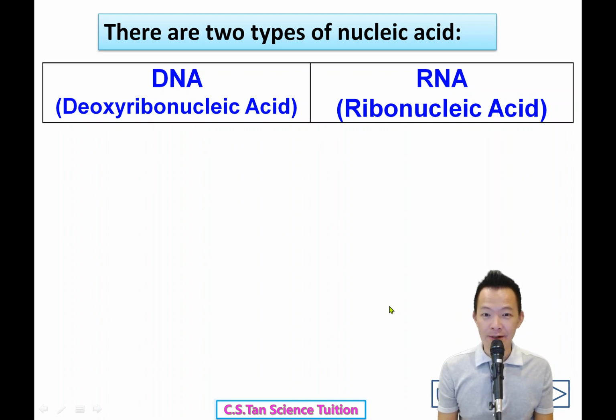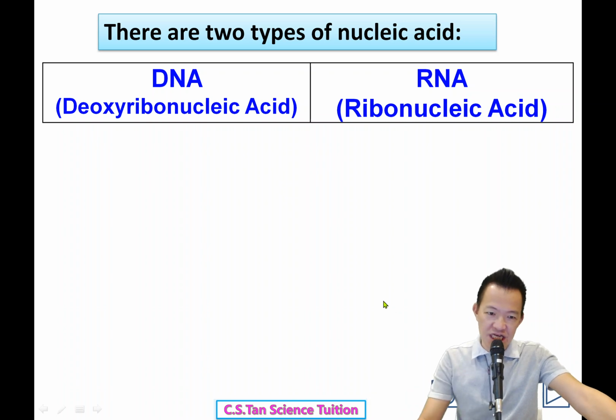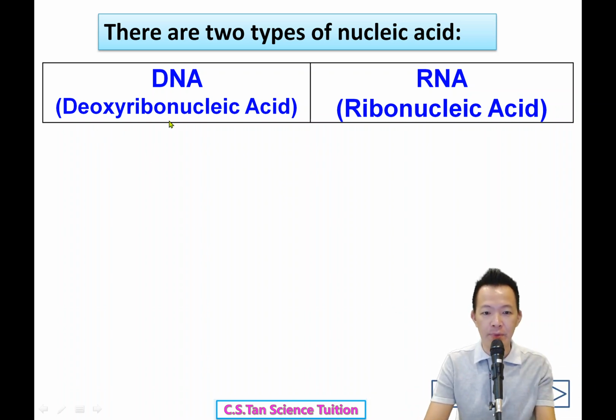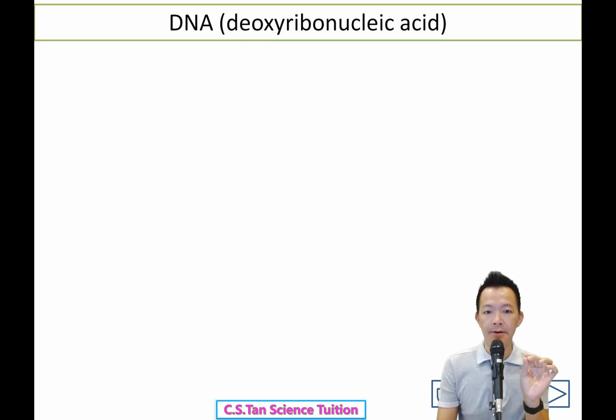So when we talk about nucleic acid, we're having two types of nucleic acid. Nucleic acid 有两种 DNA, deoxyribonucleic acid, and RNA, ribonucleic acid. So now we start with the first one. 我们开始第一种 DNA. Okay? So what is meant by DNA? 什么叫 DNA 呢？As slow as possible, 越慢越好 Okay?